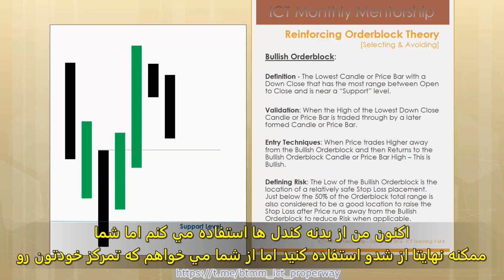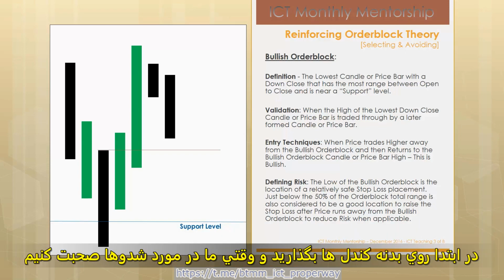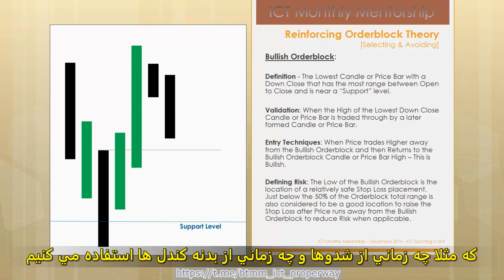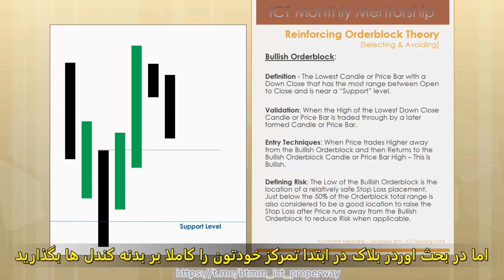We may end up using the wick, but I want your focus primarily on the bodies of the candles. And when we talk about wicks, I'm going to overlap order blocks with fair value gaps, because that's going to be the answer to many of your questions as it relates to when do we use the wicks and when do we use the bodies of the candles. But primarily I want you focusing on the bodies of the candles when we're talking about order blocks as a whole.